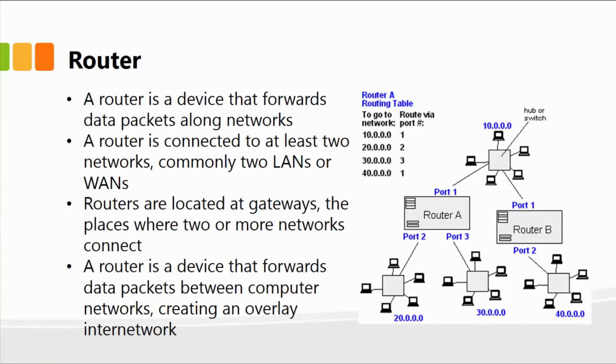In essence, a router is a device that simply forwards data packets along networks. It's connected to at least two networks, which could be local area networks or wide area networks. Routers are located at gateways, right? These are the gatekeepers for your traffic, the places where two or more networks connect. A router, again, forwards data packets between computer networks, creating an overlay internetwork.